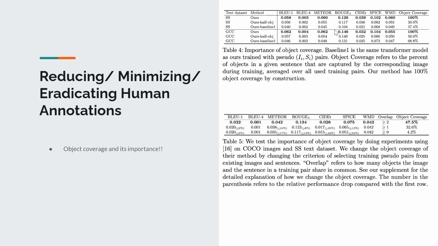But what's the advantage of that? The state of the art in unsupervised image captioning does the same thing, but they look for objects in the sentence, and they require them all to be in the same image. You see my point? We don't require that.